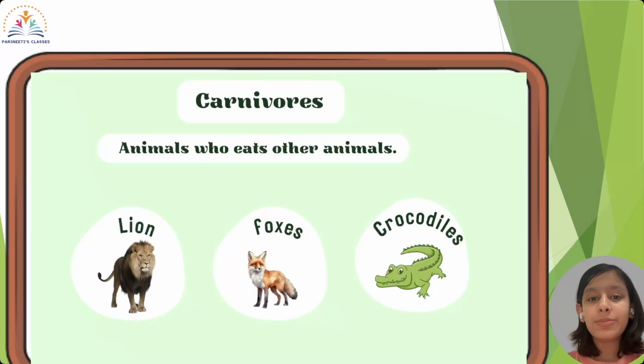Carnivores are animals who eat other animals. For example, lion, foxes, and crocodiles. I'm so excited to hear about the carnivores you have spotted. Comment below and share their names with me.